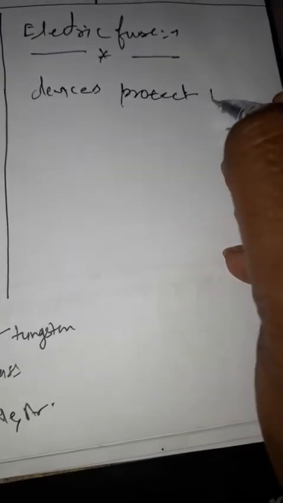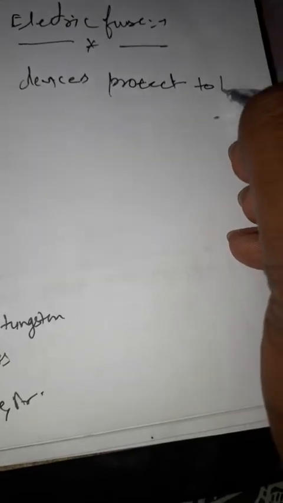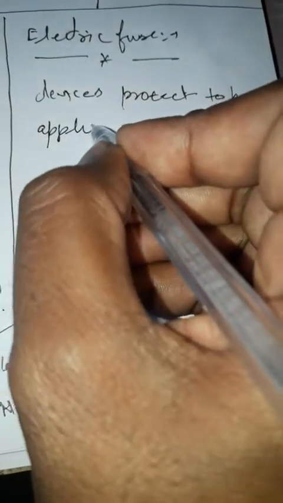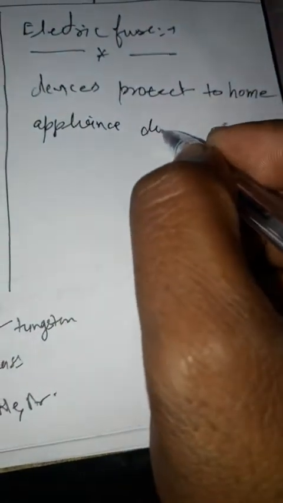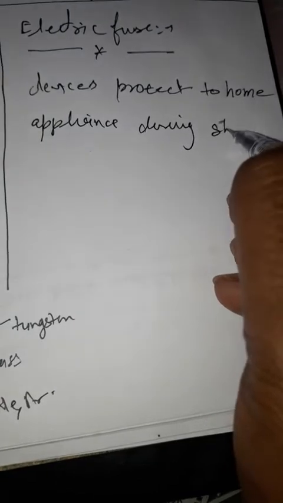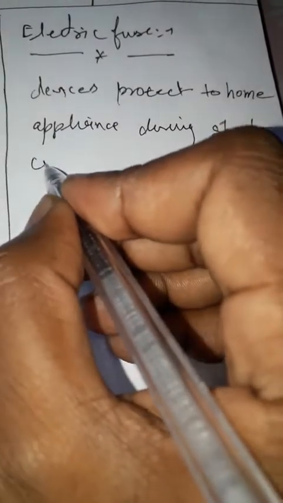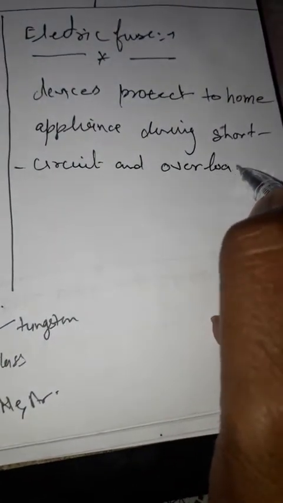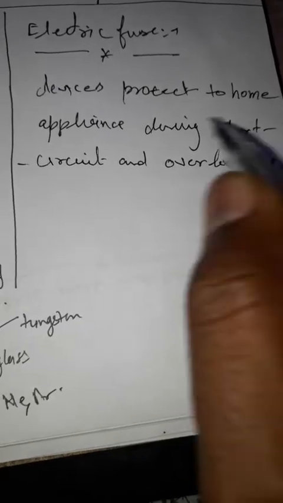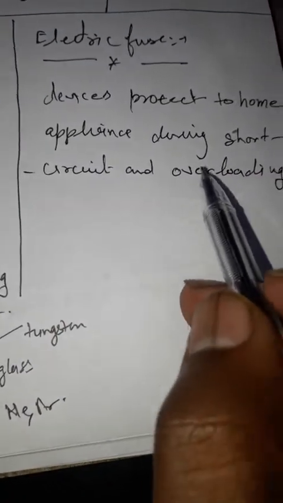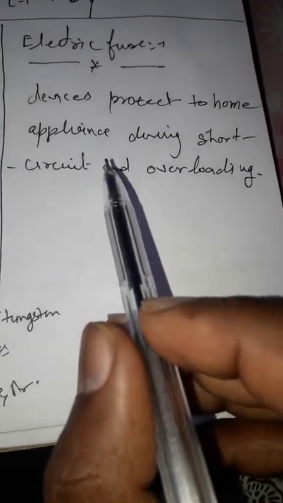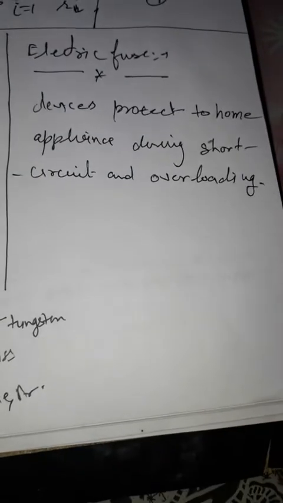So this device protects home appliances during a short circuit and overloading. How does this device protect? It protects by stopping the flow of current through the devices.